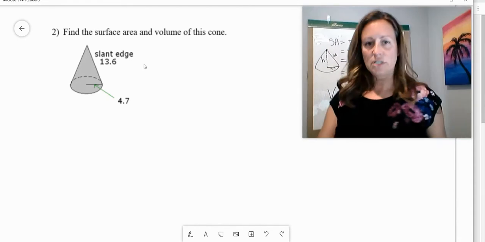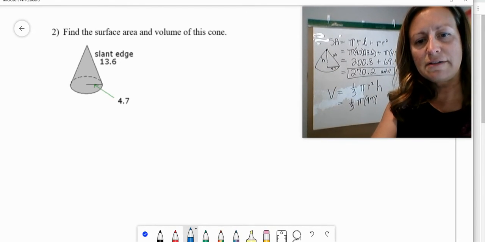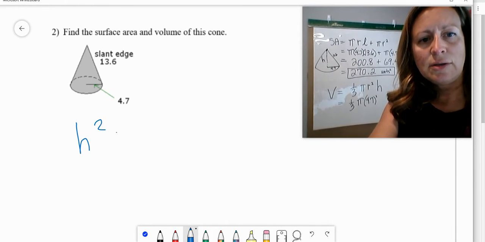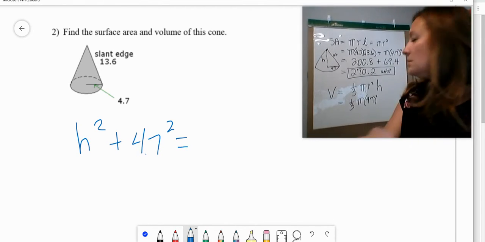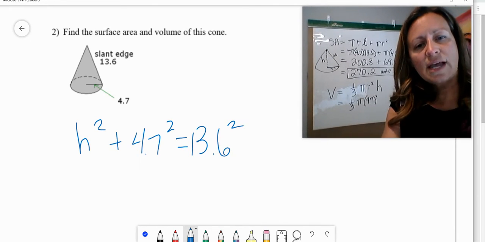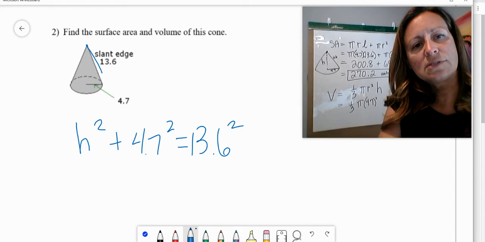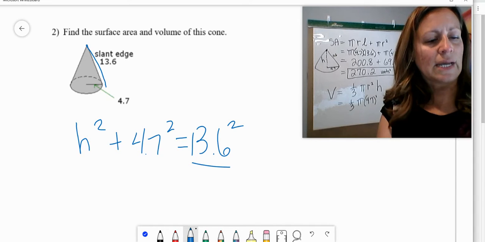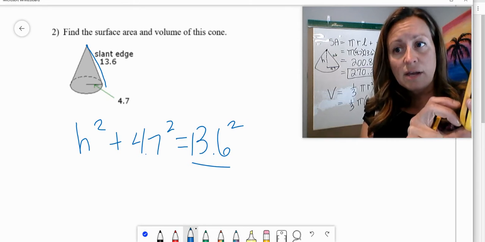I think maybe I'll try to do that in this space that I have on the screen. Let's see if I can get this going neatly enough. Okay, so it's going to be h squared plus 4.7 squared equals 13.6 squared. This time I'm putting the h as a and 4.7 as b because the slant is the hypotenuse. So that has to be the part on its own over here for c squared. Where you put the stuff in Pythagorean theorem matters.